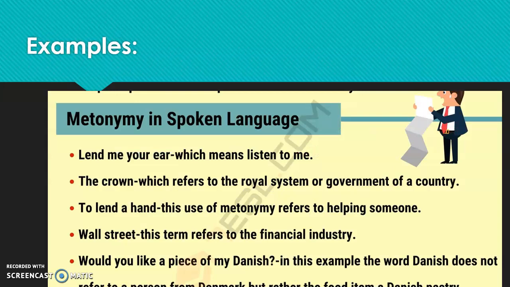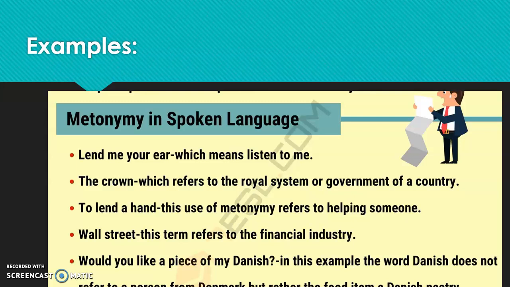And we have more examples. Metonymy in spoken language. Here we have the first example: Lend me your ears. In this case, we refer to the ears to mean I want you to pay me attention, or listen to me. And the second one is the crown, which refers to the royal system of government of a country. We are giving another word that refers to the original one.